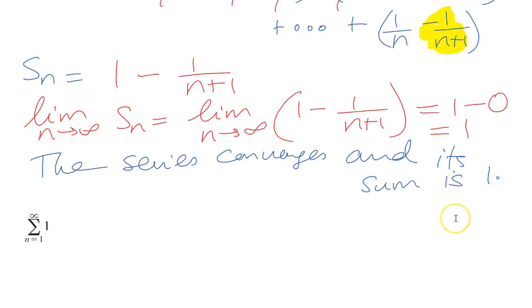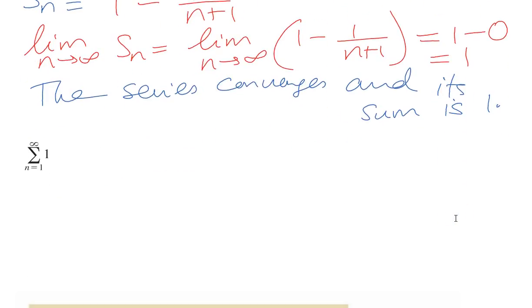Alright, now have a look at the next one. You may be able to figure this out very easily. Let's go ahead and determine convergence or divergence of this by using the nth partial sum. First term is 1. Second term is, hey guys, you know what this means? No matter what n is, the terms are always 1. So the second term is also 1.